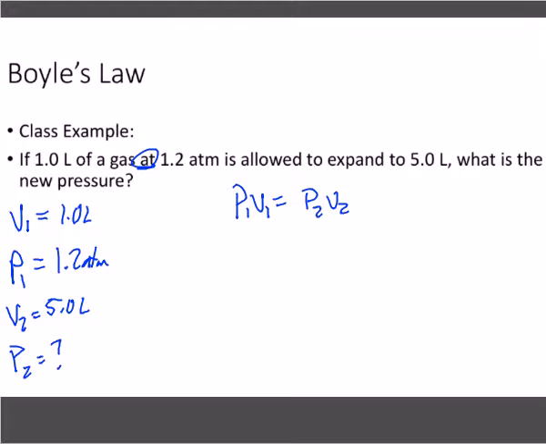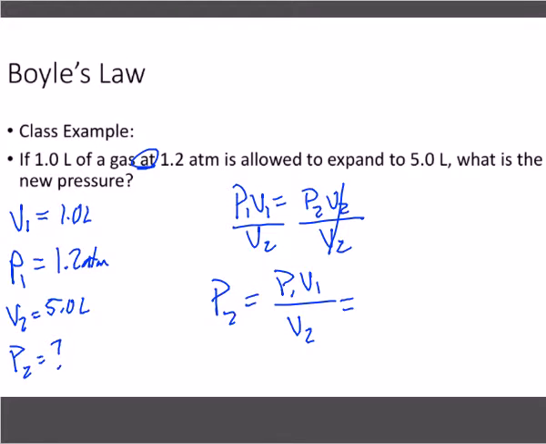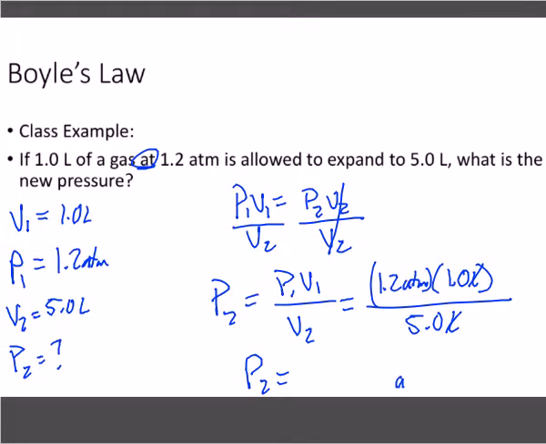P2 V2, and I encourage you guys, move your variables around first before you plug in numbers. Get your unknown by itself. We're trying to get P2 by itself, so I'm going to divide by V2 from both sides. So my new formula is P2 equals P1 V1 all over V2. Now it's just plug and chug. P1, 1.2 atm, multiplied by V1, which is 1.0 liters. That's easy math. Divided by 5.0 liters. Liters will cancel out. My P2, my unit is going to be atmospheres, which is a good pressure unit.